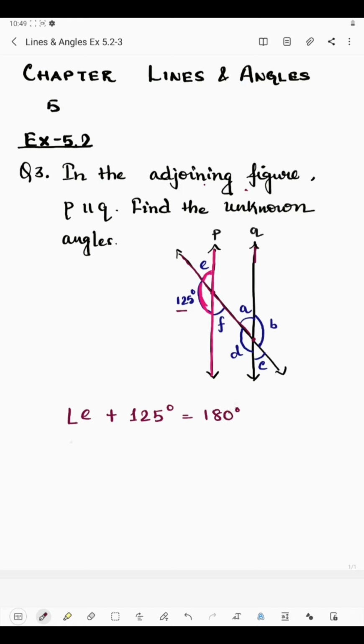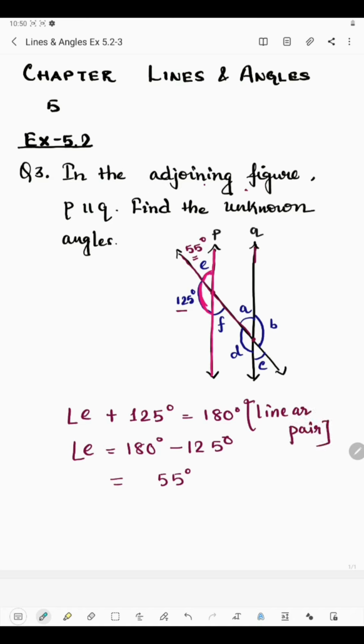Since we are finding the value of E, 125 is to be transposed to the other side. So 180 degrees minus 125 degrees. 10 minus 5 is 5, 8 becomes 7, 7 minus 2 is 5. So it's 55 degrees. Angle E will be 55 degrees. Here we will have to give the reason that this is a linear pair.